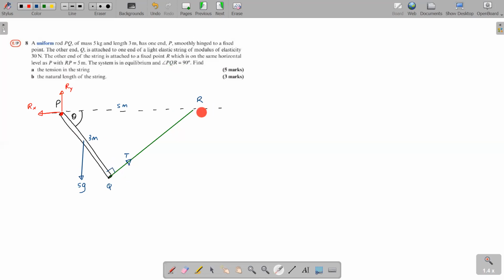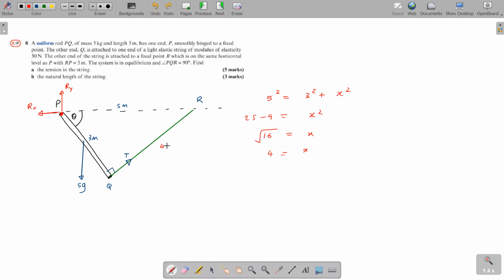So I can also get the length of RQ by using the Pythagoras theorem. The hypotenuse is this 5 meters, so for the other two lengths, 5 squared equals 3 squared plus x squared. What do I get here? 25 minus 9 equals x squared. 25 minus 9 is 16. Root 16 is x, which means the RQ length is 4. So this distance is 4 meters.